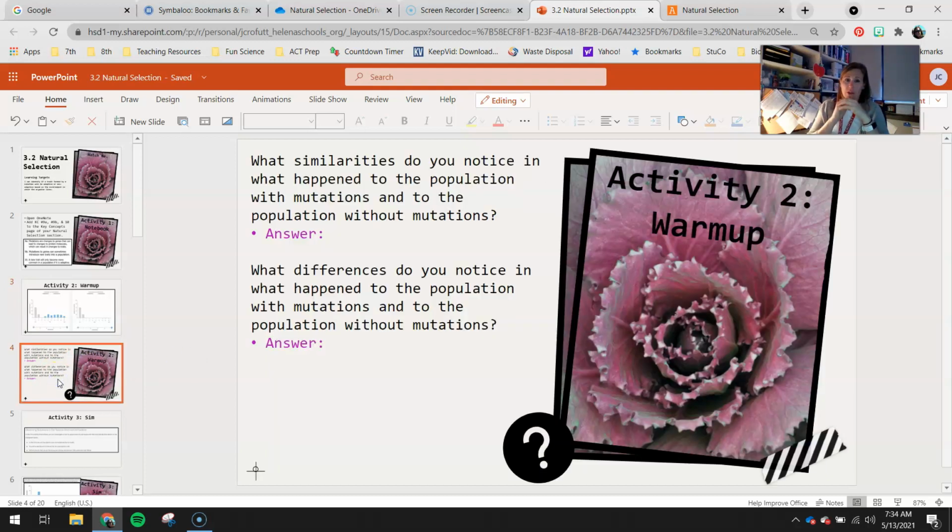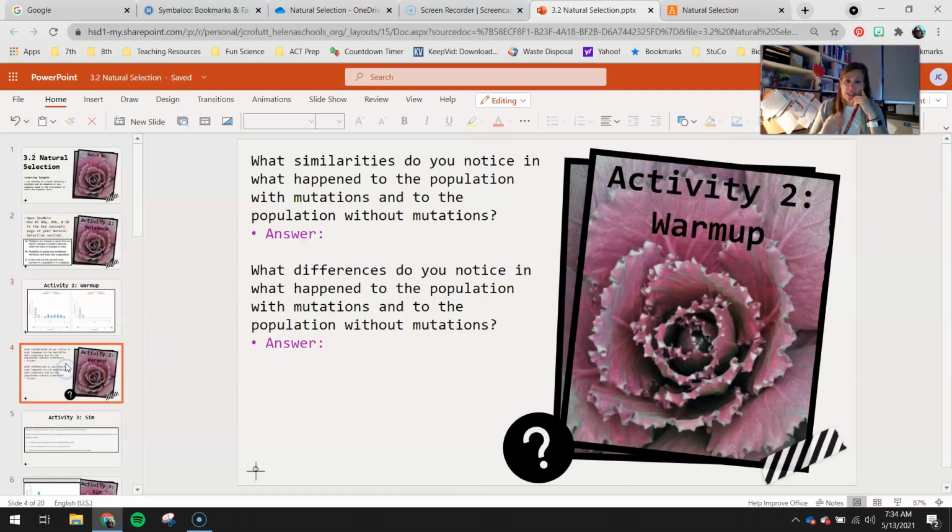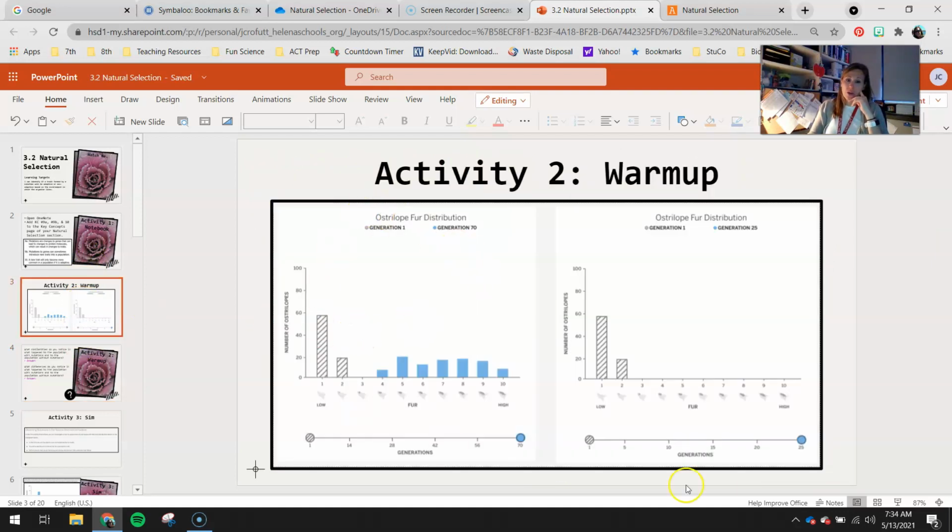Okay, so your questions to answer on this: what similarities do you notice in what happened to the population with mutations and to the population without mutations? So first you guys are going to kind of need to decide which one had mutations and which one didn't have mutations. Okay, so what similarities do you see? And then what differences do you notice in what happened to the population with mutations to the population without mutations? So again, it might help you guys to circle the population, either this one or this one, which one had mutations. Okay, all right, moving on.